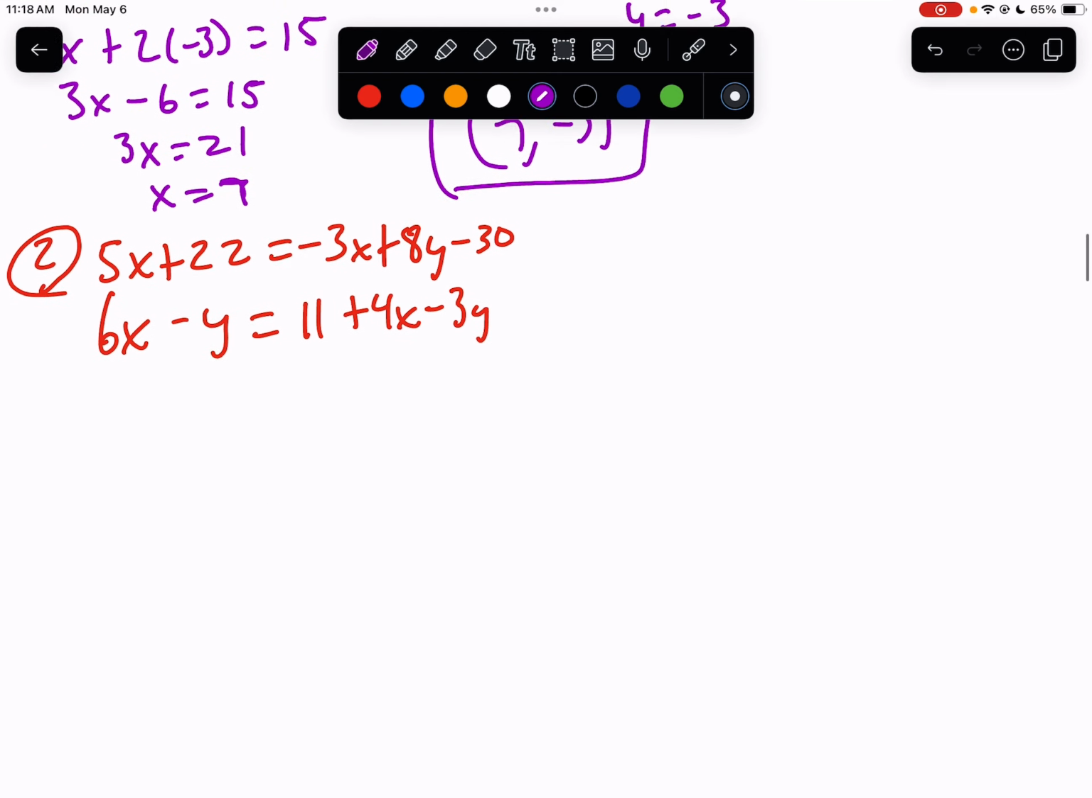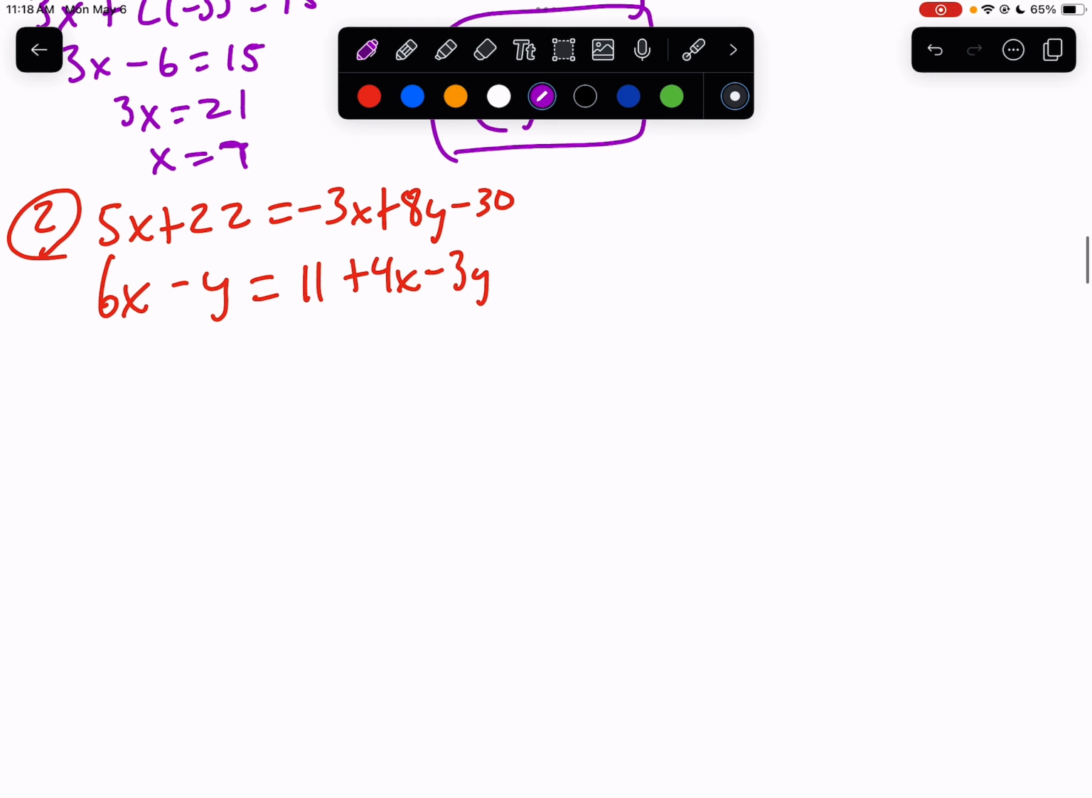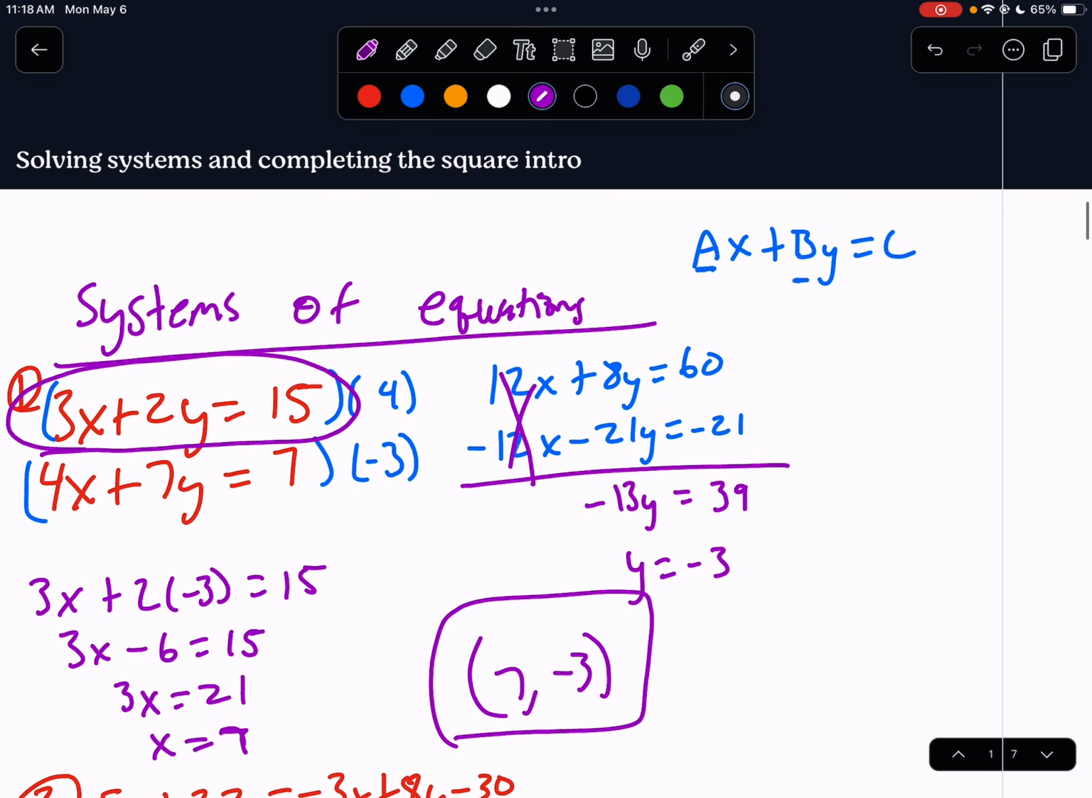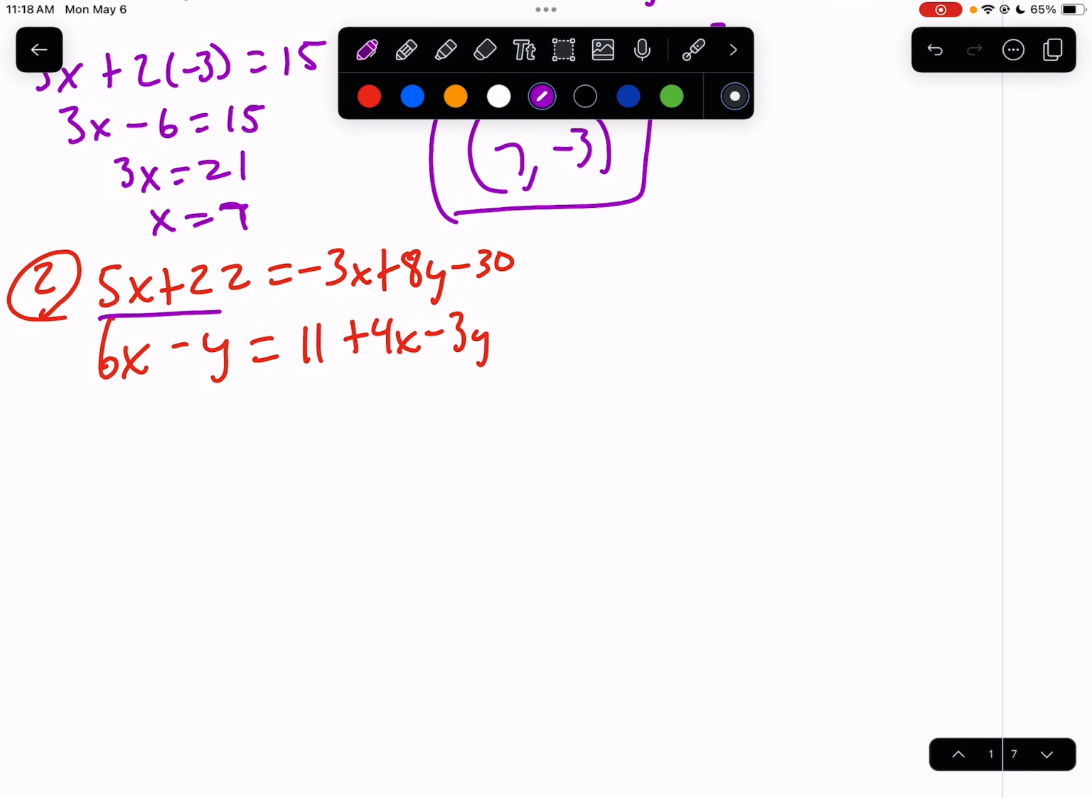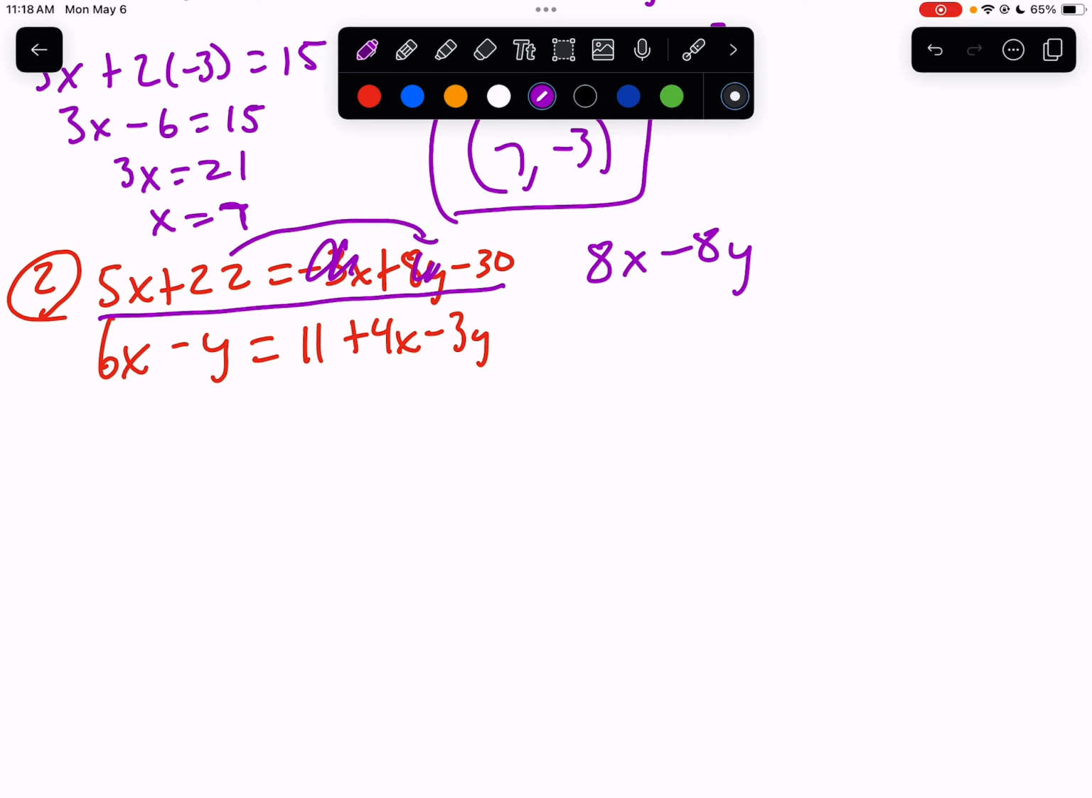The second one's a little tougher because it's not in the correct format. So our first job is to put the equations in this format up here. So for this equation, I'm going to add 3x over. That would give me 8x. I'm going to subtract 8y over, giving me minus 8y. So this moved, and then I want to move the 22 to this side. So I'm going to subtract 22, and that's going to give me negative 52.